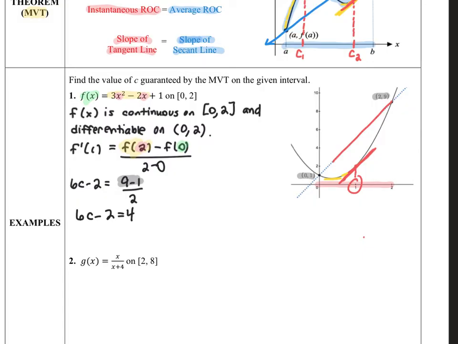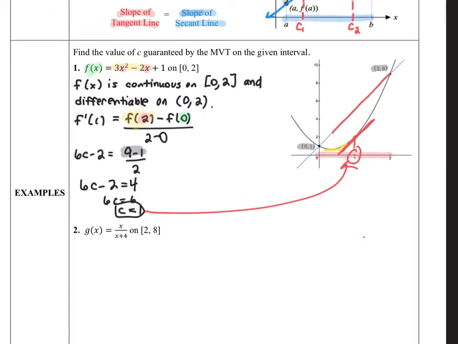And now all that's left is just to solve this equation. So 9 minus 1 divided by 2 is 4. If I add the 2 to both sides, I get 6c equals 6. And then divide by 6, and I get c equals 1. And that is the same one that I had approximated over here graphically.